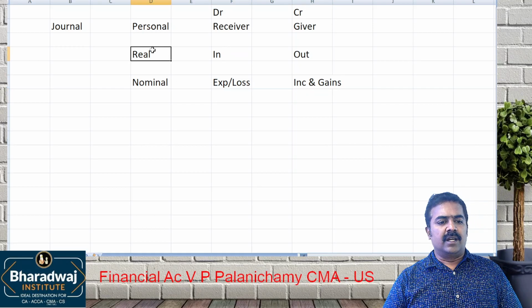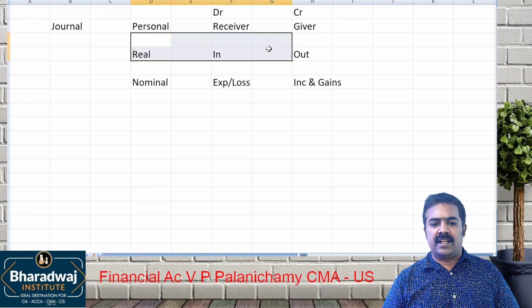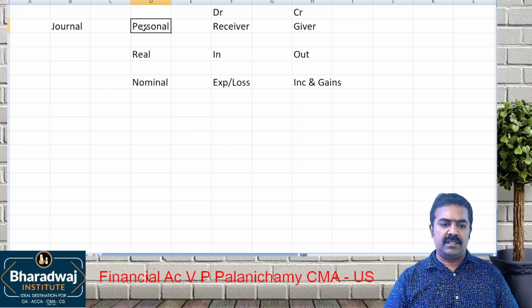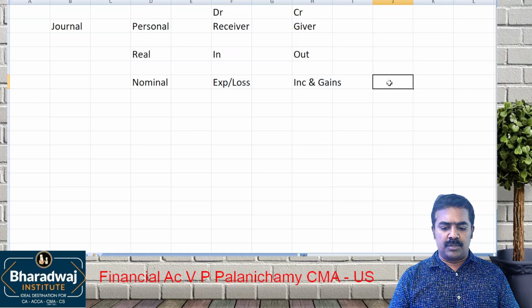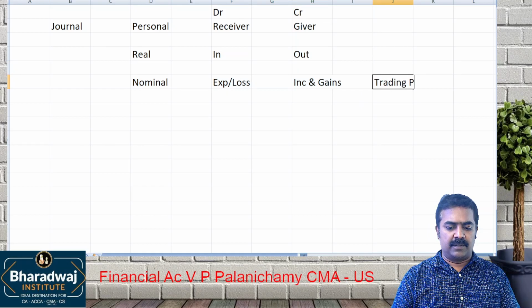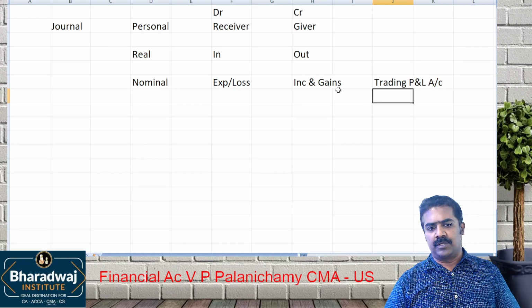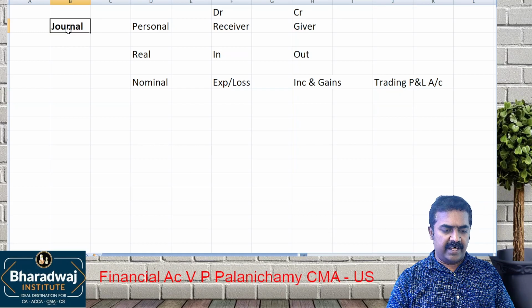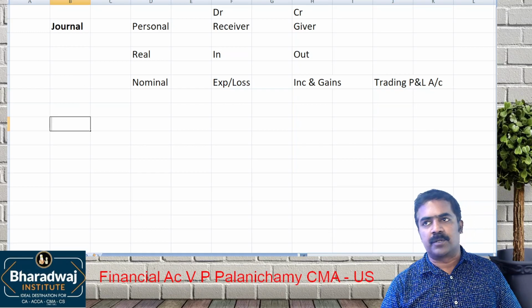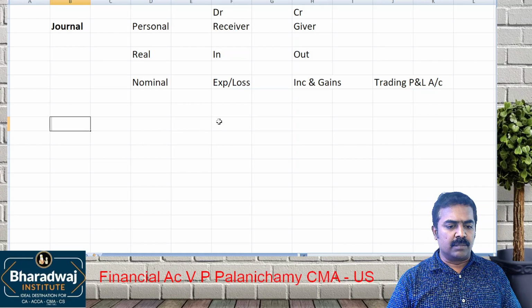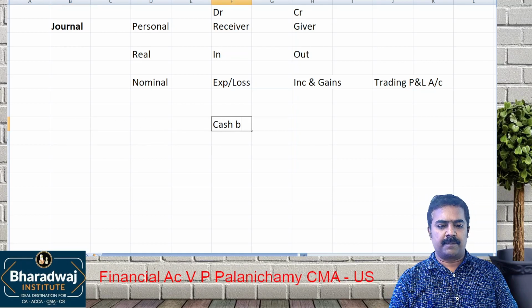Simple. Personal accounts and real accounts are recorded in the balance sheet. These two things are recorded in which one? Balance sheet. Nominal accounts are recorded in which account? Trading P&L, trading profit and loss account. This is the basic thing. Then, after preparing journal, we post in what? Ledger. One of the most important ledgers is the cash book.